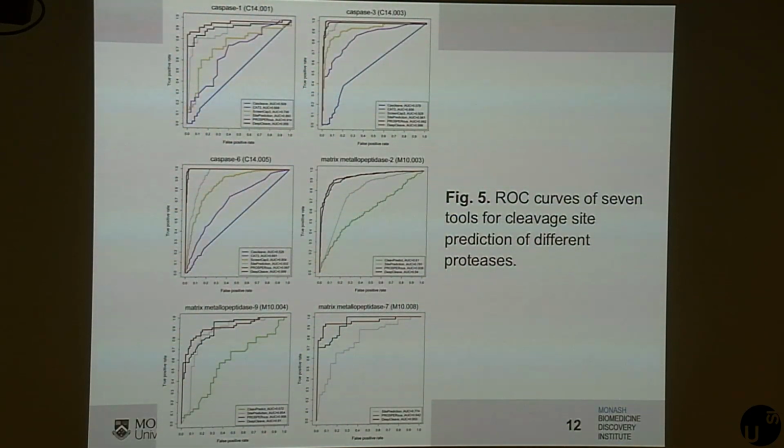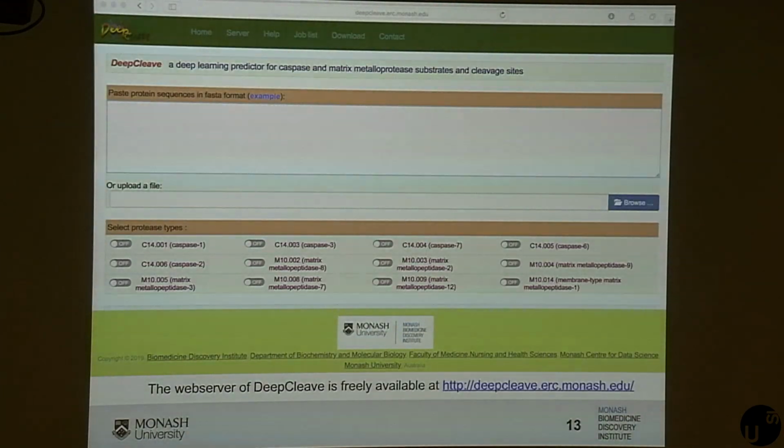These are the receiver operating characteristic curves comparing the trained DeepCleave model and other existing state-of-the-art methods. For caspase 1, caspase 3, caspase 6, and also three types of MMP family members, MMP2, MMP9, and MMP7, we can see that DeepCleave consistently achieves the best AUC values.